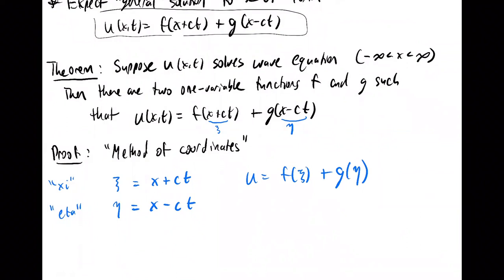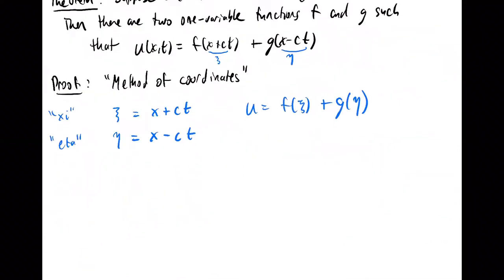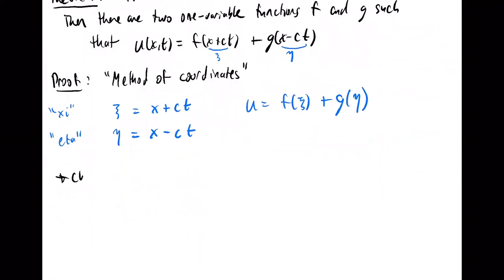and introduce new coordinates where the first coordinate will be xi and the second coordinate will be eta. And then in terms of these coordinates, the formula seems to be much simpler. So maybe it's easier to prove if I use these coordinates. That's what we're going to do. We're going to change coordinates to xi and eta instead of x and t.